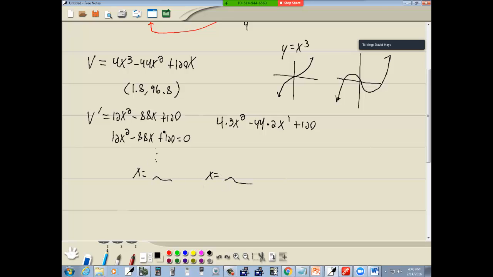And at that point, once you get those, then you can use your graph to help you figure out which one's the correct answer. Right. Yeah. Okay. But yeah, you have to use calculus for that. Okay.